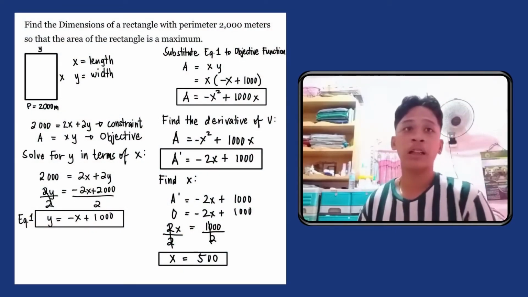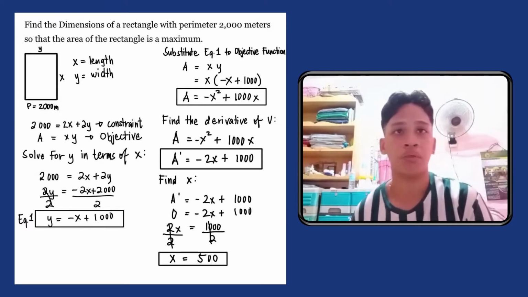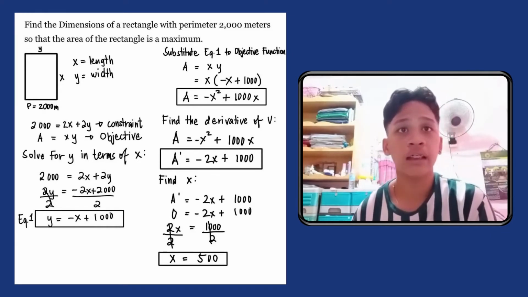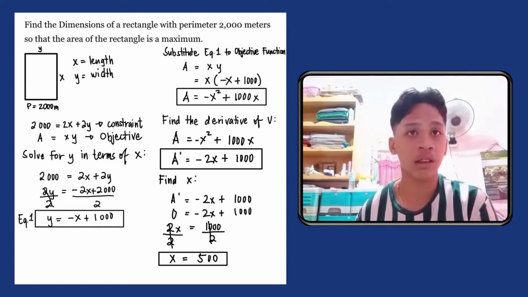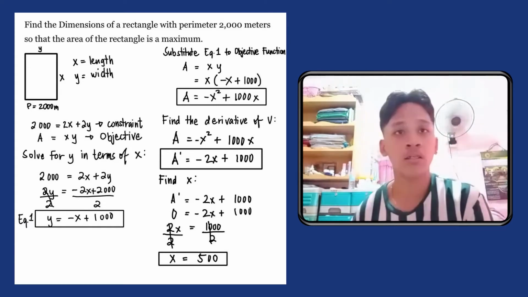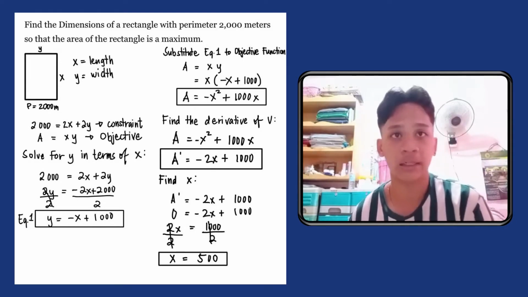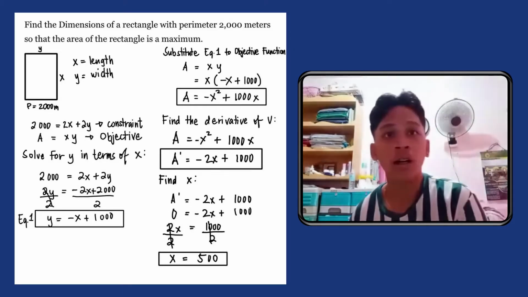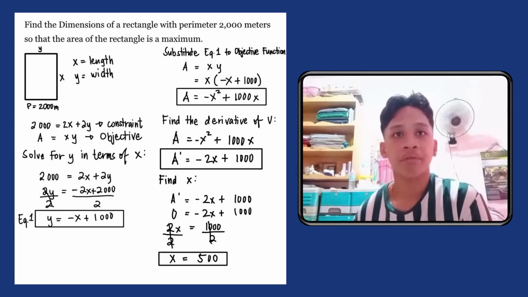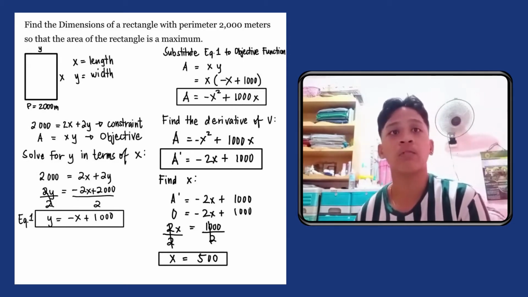Find the dimensions of the rectangle with a perimeter of 2000 meters so that the area of the rectangle is a maximum. x equals length and y equals width. 2000 equals 2x plus 2y, it is a constraint, and A equals xy, it is an objective. Solve for y in terms of x. 2000 equals 2x plus 2y; subtracting 2x, 2y over 2 equals negative 2x plus 2000 over 2. Equation 1 is y equals negative x plus 1000.